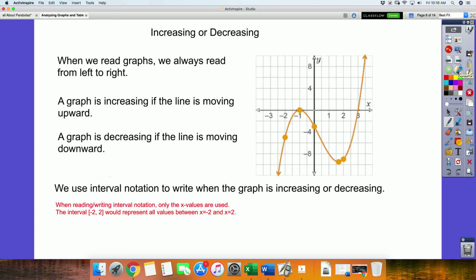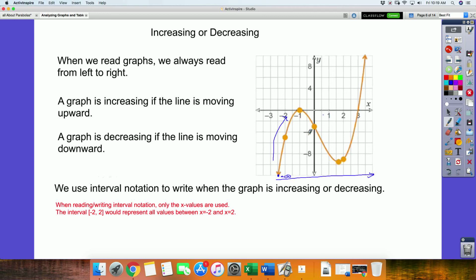Now let's talk about increasing or decreasing, which we've already kind of been talking about with our roller coaster. Here's our reminder that anytime we're reading our graph, we're always going to start on the farthest left point and work our way right. And what we're going to do is think like I'm on a roller coaster. So if I start here at my bottom, which technically is going to be negative infinity because it's going in the smaller direction, I can see that my roller coaster here is going up.